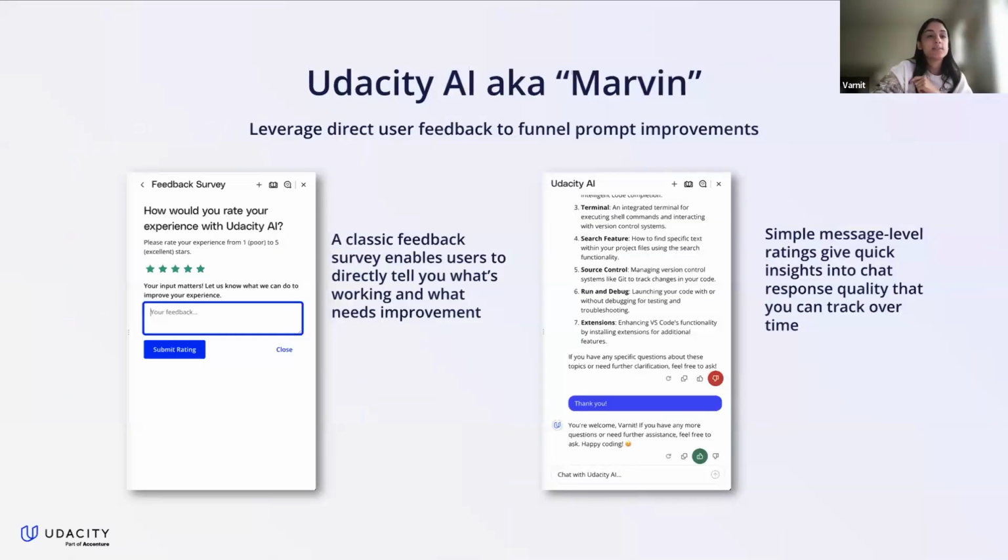So with Marvin, this is also another example where we're using feedback loops. Again, this isn't groundbreaking, it's not revolutionary. This is where we merge traditional product management with AI product management, which is we've developed simple feedback surveys like the one that you see on the left, so that we can hear from users what challenges they're experiencing.